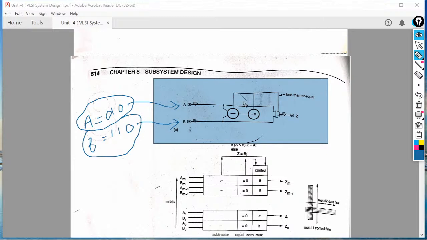Okay, so this one is the outer view of the magnitude comparator. Here this part represents the a input. This b part represents the interconnection from where we provide the second b input into the circuitry.